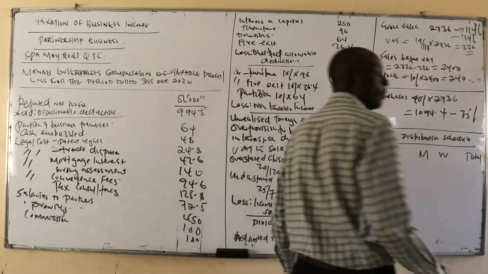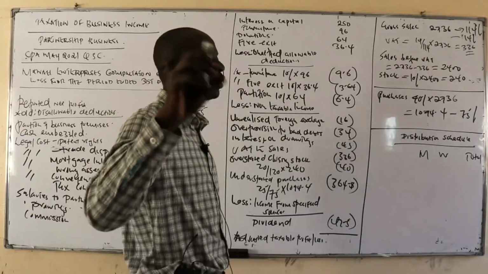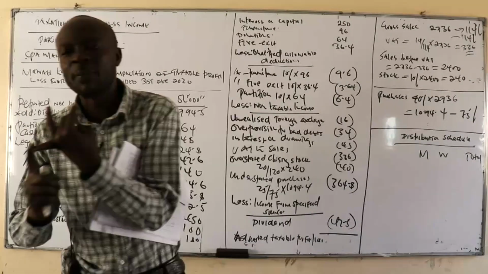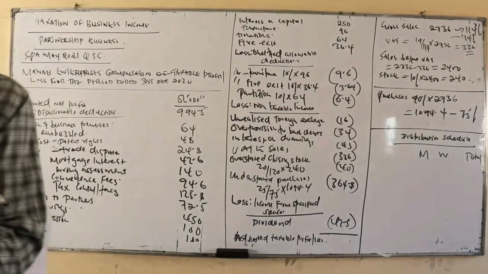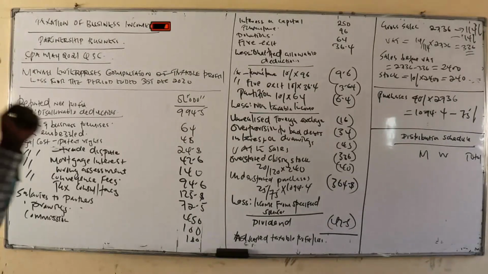So here, when it comes to the distribution schedule, you are distributing the gains from the partnership business. What are the gains when you are in a partnership business? If they are giving you salary, that's a gain. That is what you list there. If you have any bonus or commission, that is a gain. Interest on capital, that is a gain. Those are the gains. So you list there one by one.